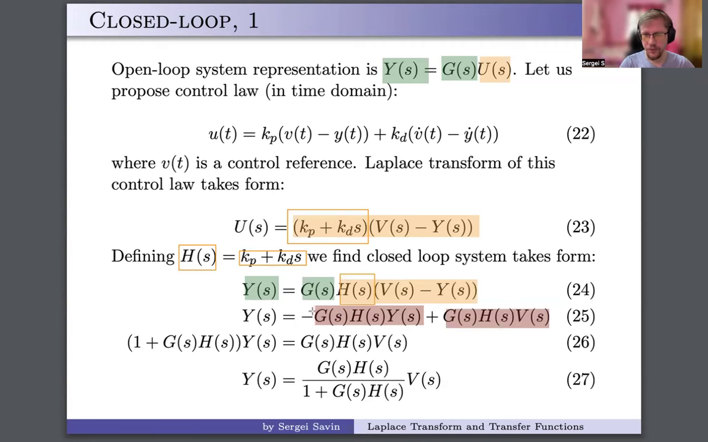We take this part on the right and we transfer it here. And we take y out of the brackets again. So we have 1 plus gh, and all of this multiplied by y. That's the left hand side. The right hand side remains the same.